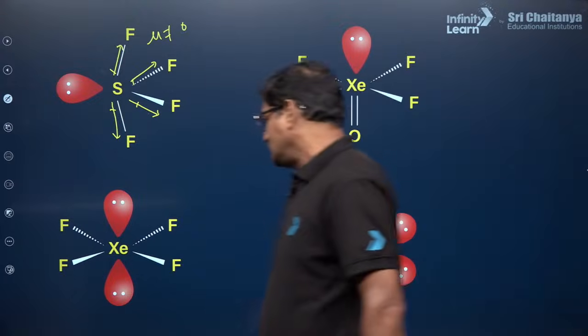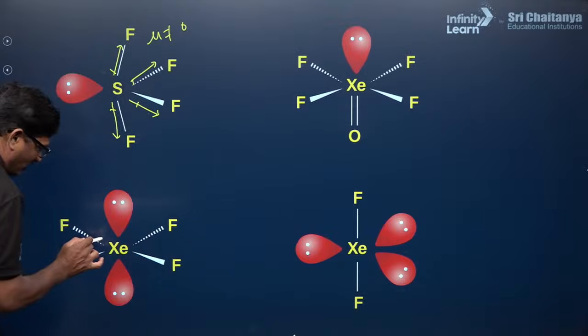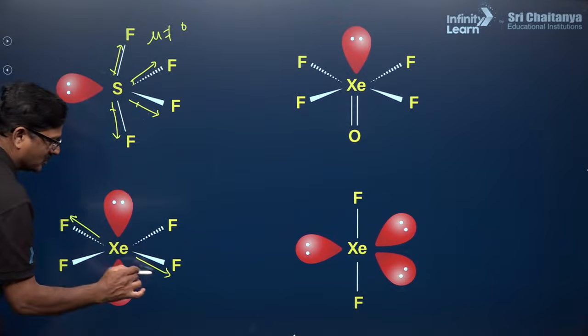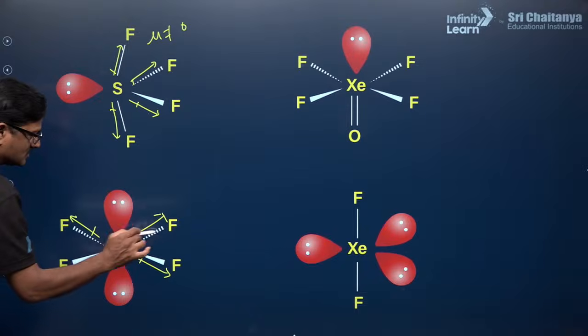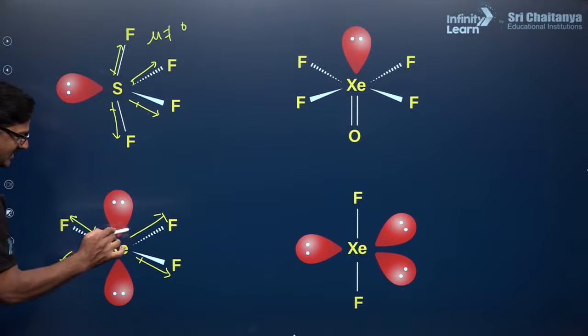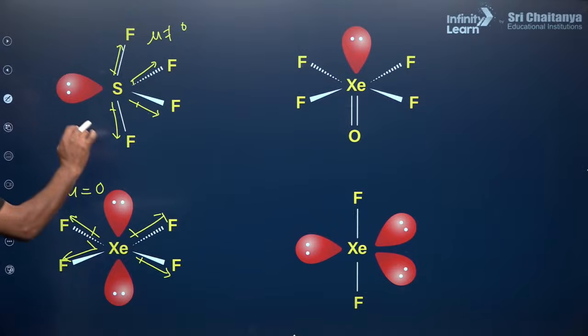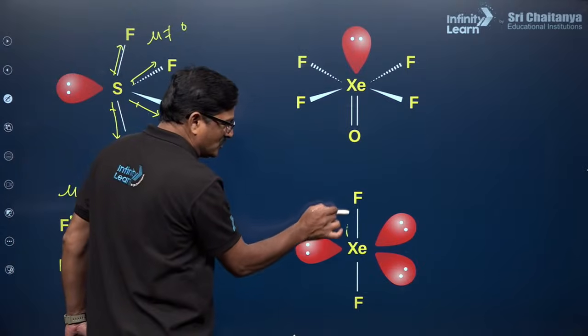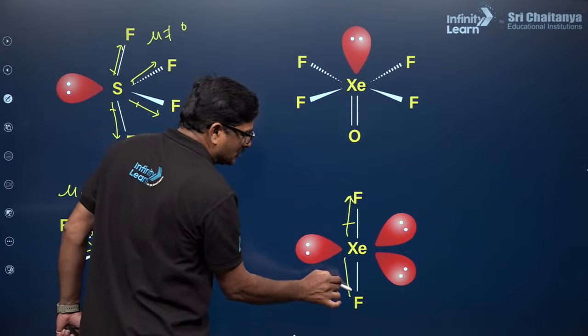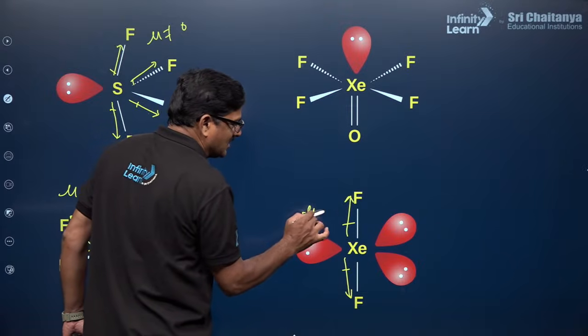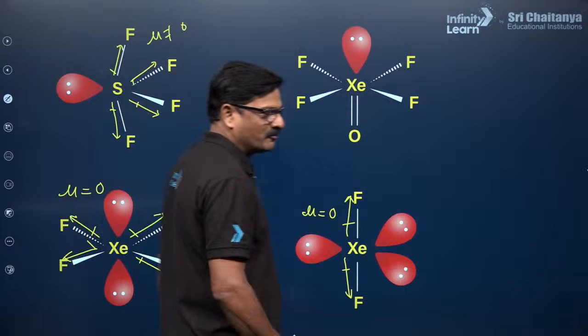That's good. XeF4 is a square planar molecule. In this square planar molecule, you are going to see the bond movements get cancelled, so it is going to be 0. Now, XeF2 is a linear molecule, both bond movements get cancelled, and the dipole moment is going to be 0.